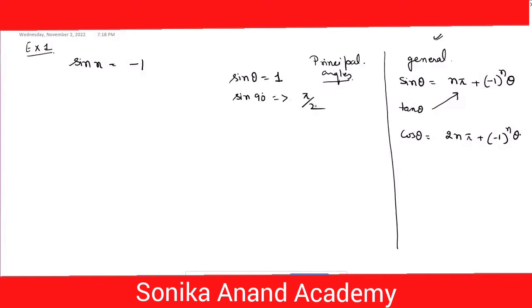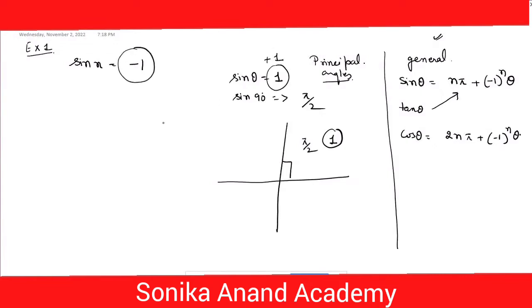Now we have the quadrants. Here we have pi by 2 and its value is positive 1. But here we have the value of minus 1. Sin theta is positive in these two quadrants, but sin theta is negative in the other two quadrants. So we have to search for these two values. I have told you here pi plus theta, here pi minus theta, and here 2 pi minus theta. You have to remember this.